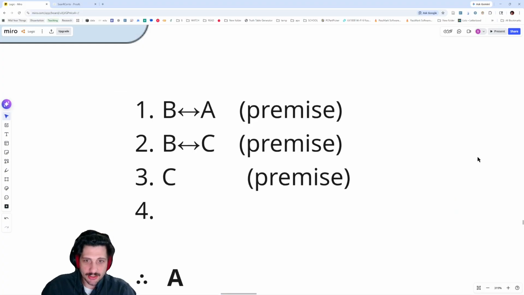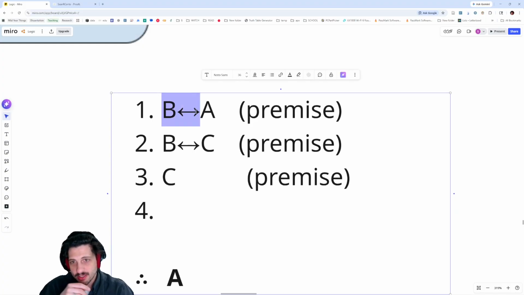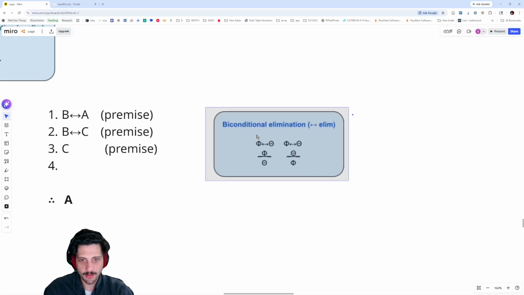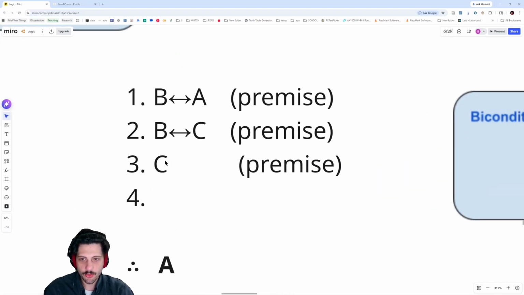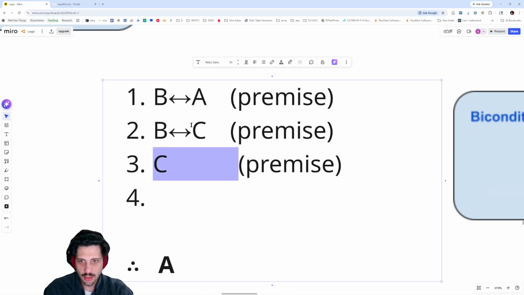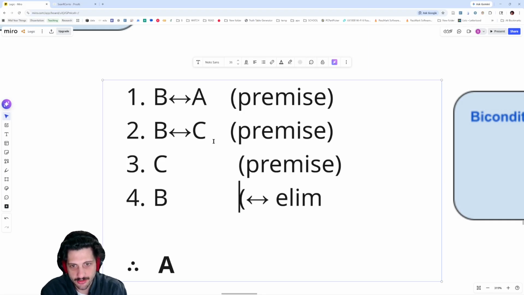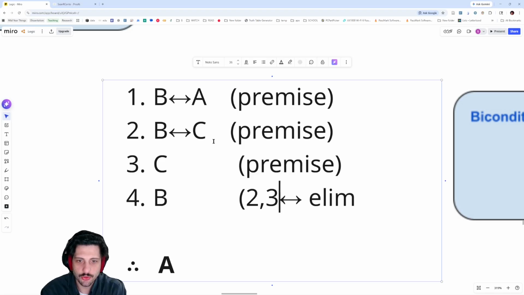So let's look at this particular example. Suppose I know that B is true if and only if A is, but B is also true if and only if C is. So if I know that C is true, does that mean I know that A is true? Well, biconditional elimination doesn't care about the direction. So I know that because C is true, and because C leads to B, then I know B is true. And why? Just because of biconditional elimination on lines 2 and 3.